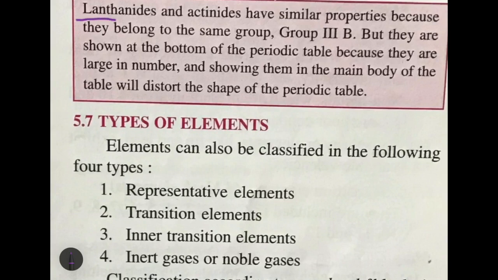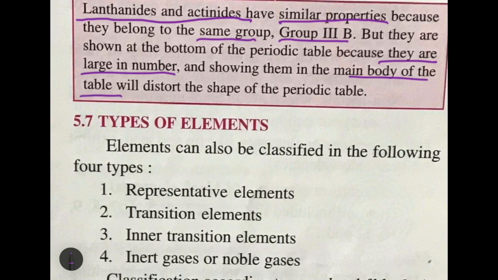The lanthanides and actinides have similar properties because they belong to the same group, that is group 3B, but they are shown at the bottom of the periodic table, as I told you earlier, because they are large in number, and showing them in the main body of the table will distort the shape; the periodic table will not look good.